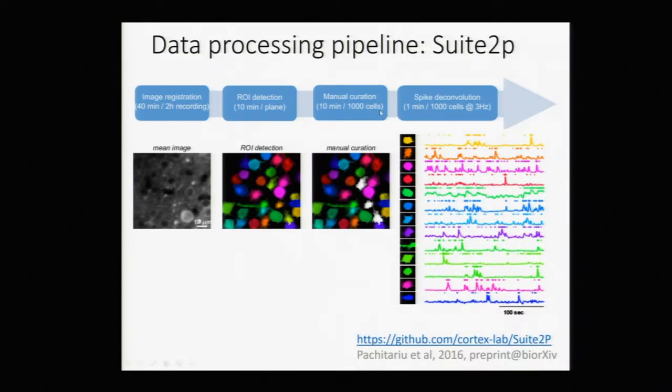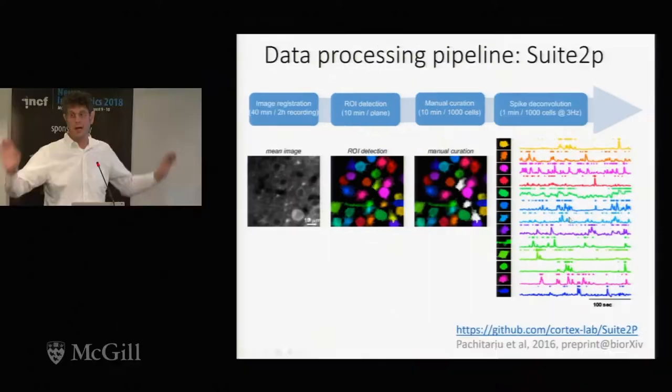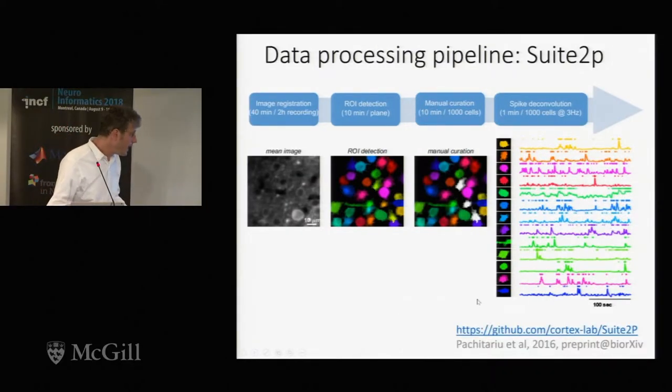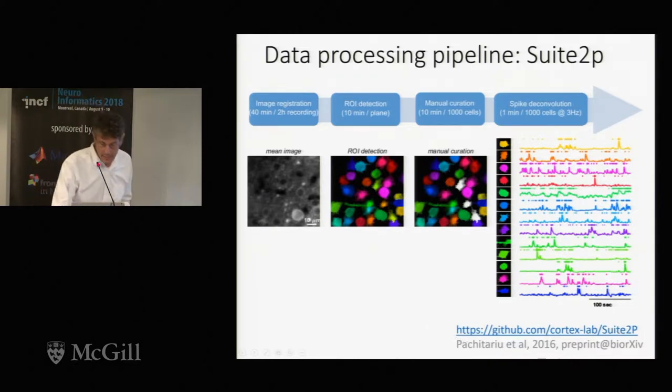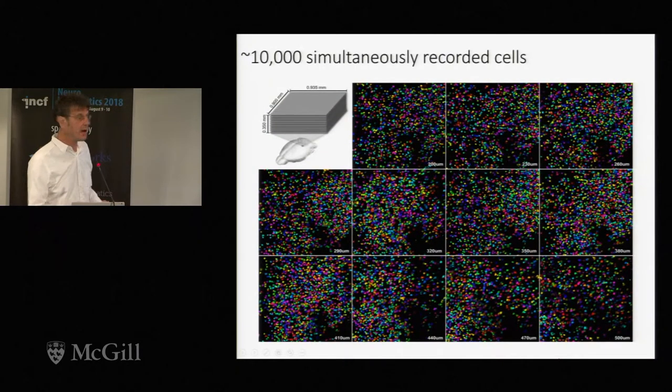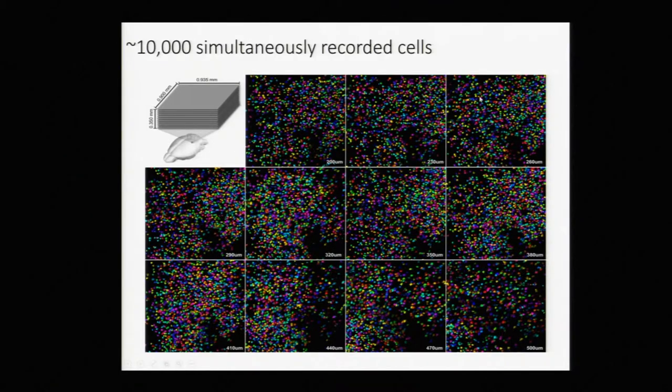And then the final part is spike deconvolution to find the times of the spikes. So here you see some fluorescence traces. These are the inferred spike times. They may not be 100% accurate. Doesn't really matter. The code is written in MATLAB, and it's available at this GitHub page, and there's a preprint about it as well. Okay, this is an example of some of the cells recorded in one experiment on these 11 planes. They're pseudo-colored by cell identity, and you just see that there's about 10,000. I think in this case it was 14,000 neurons.